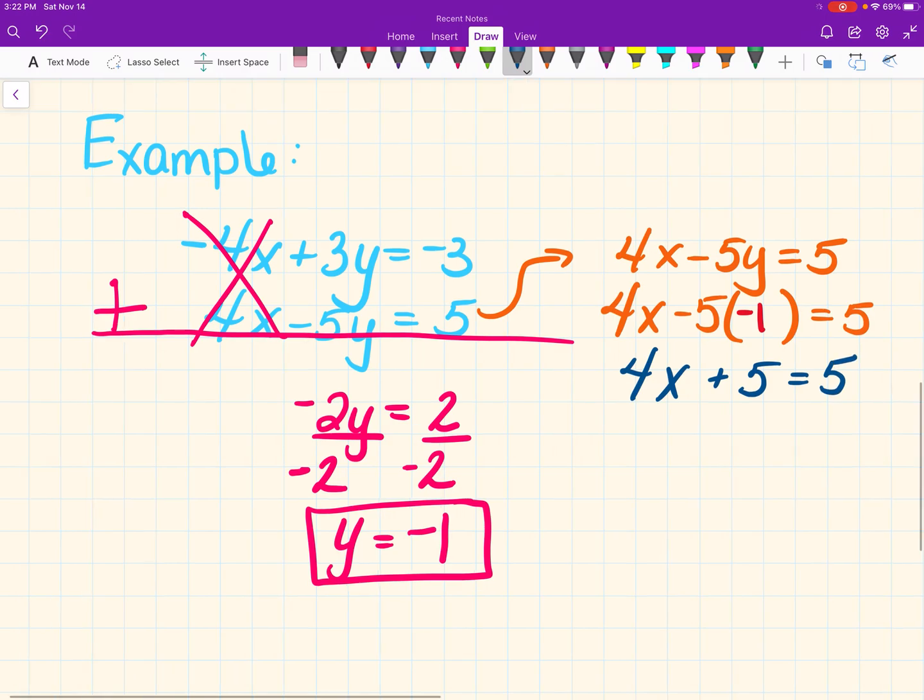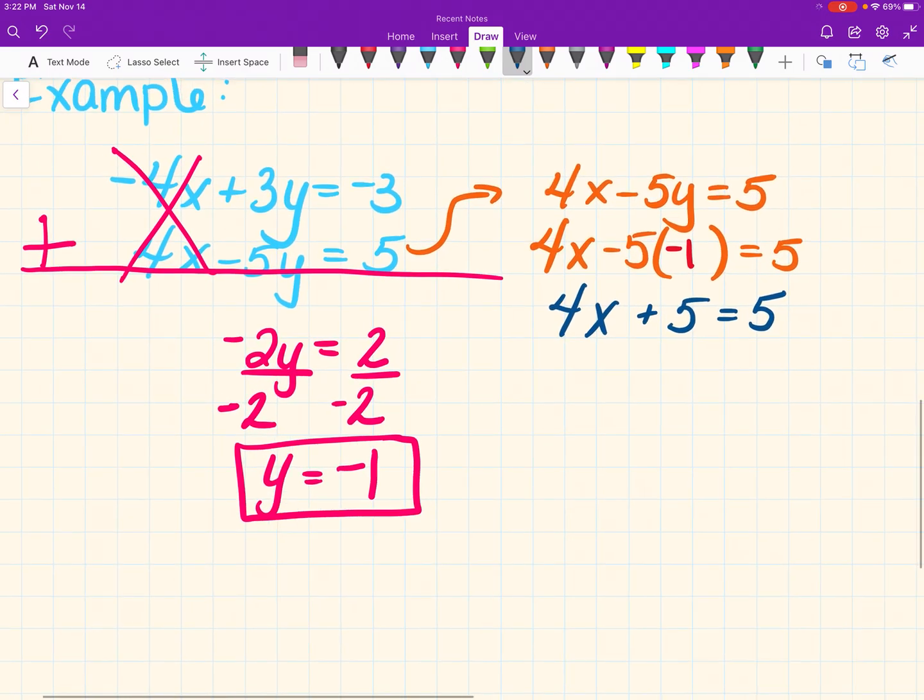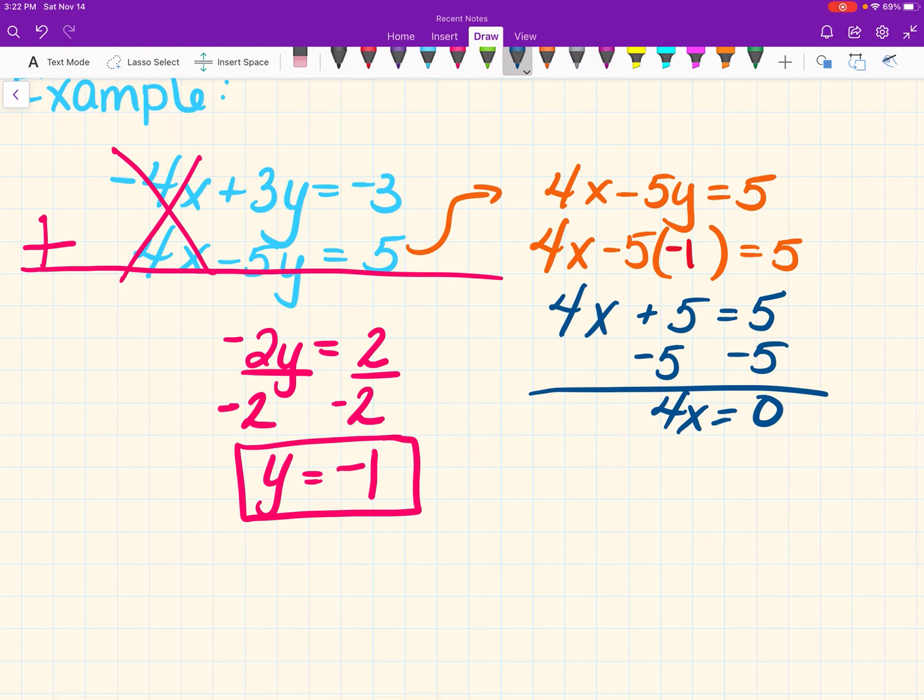Now here's one that I did kind of on purpose because people get freaked out with this. Watch what happens. What's 5 minus 5? 0. I can't tell you how often people get that and they're like, what did I do wrong? You didn't do anything wrong. 0 is a number. It can happen. We divide both sides by 4. 0 divided by 4 is 0. So we know these two lines cross at x equals 0 and y equals -1.